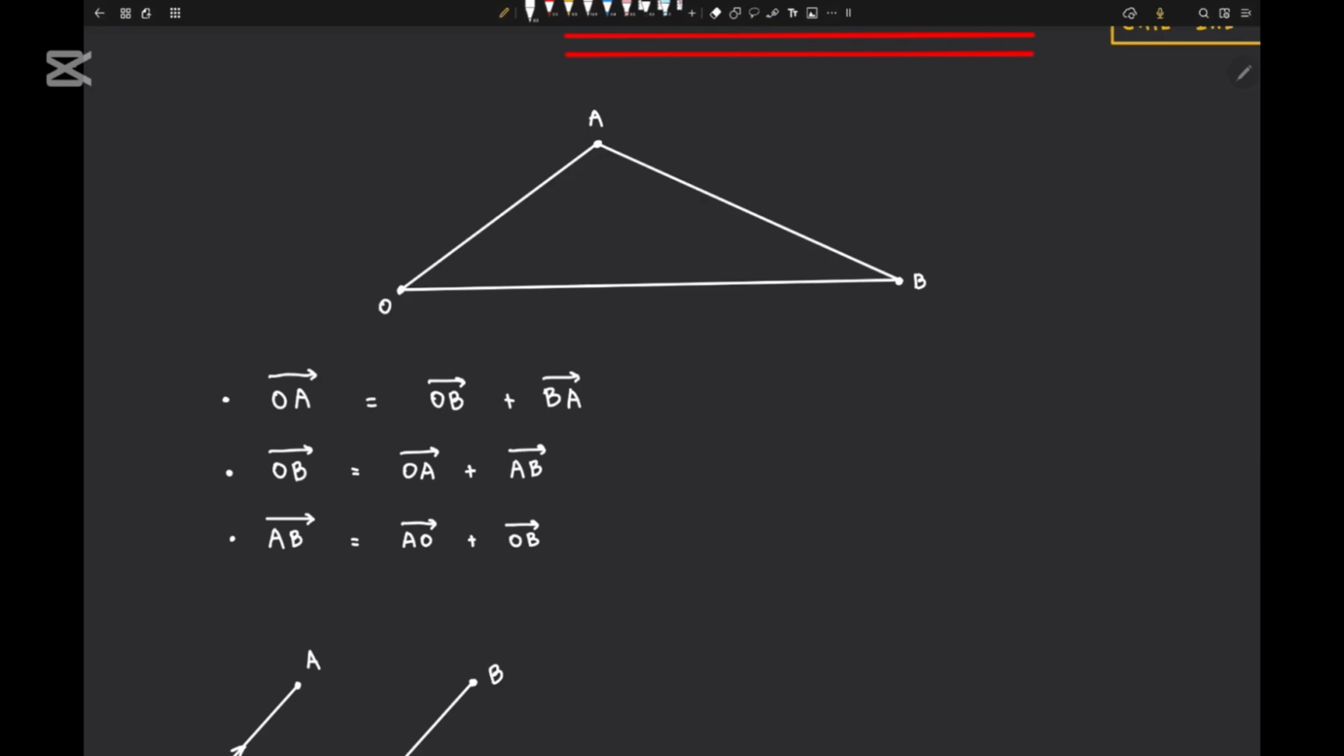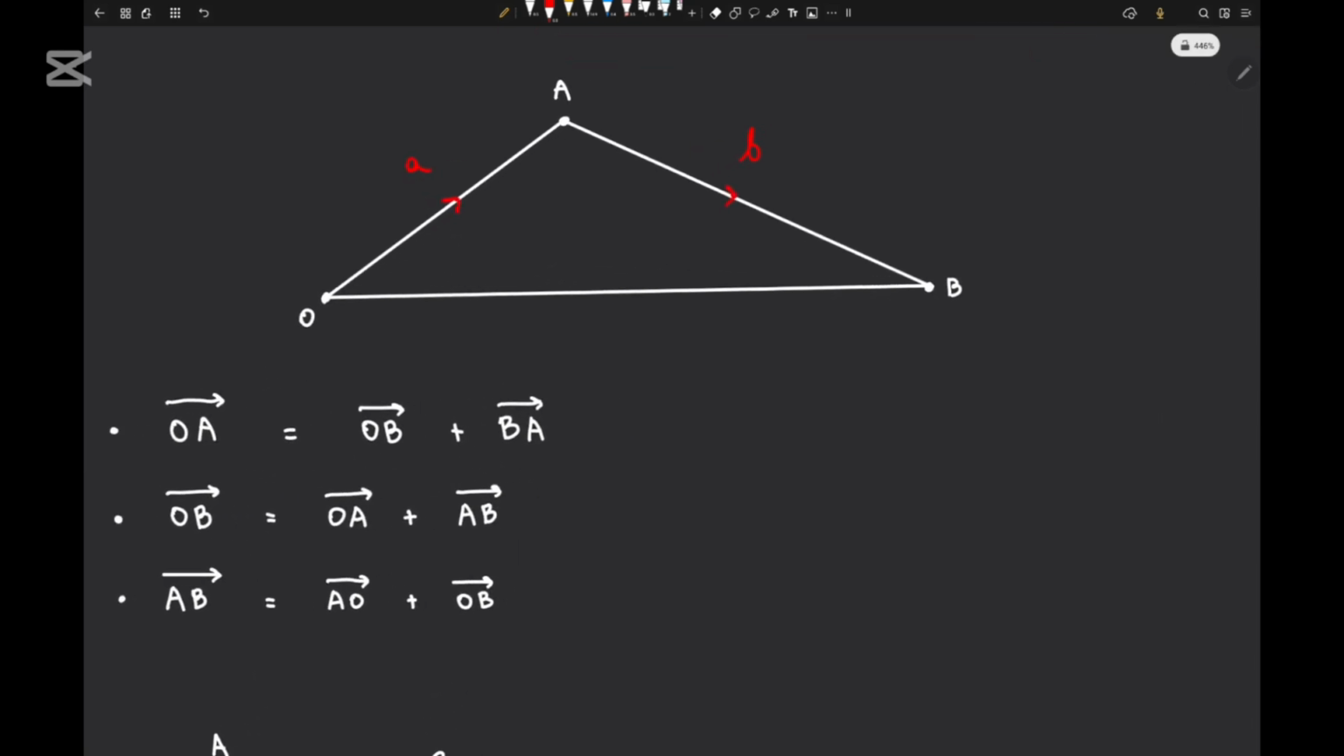Let's say you have a triangle and let's say I know these two vectors, where OA vector is A and AB vector is B. Now, if I want to find out the OB vector, which means that I am at this point and I want to get to this point. But the problem is that I don't know the value of this path. But I do know the value of these two paths. So what I can say is that OB vector is equal to the OA vector plus AB vector.